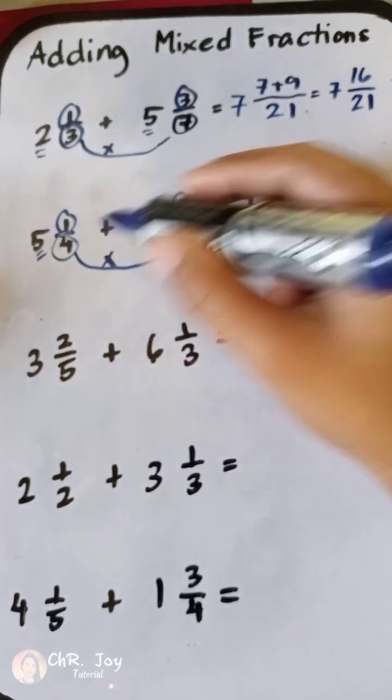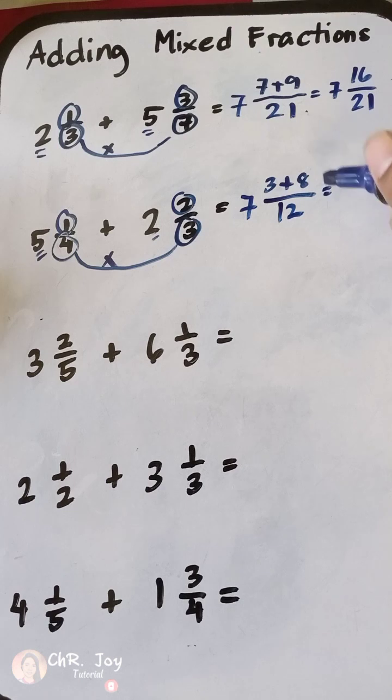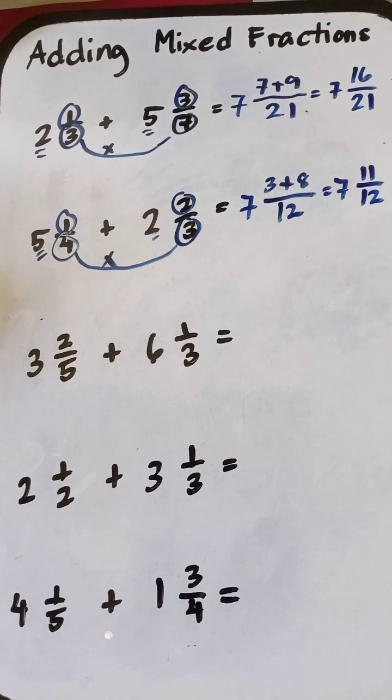Equals, let us multiply 4 times 3 equals 12. Now let us rewrite the whole number here and let us add 3 plus 8 is equal to 11 and we write 12. So we have 7 11 over 12.